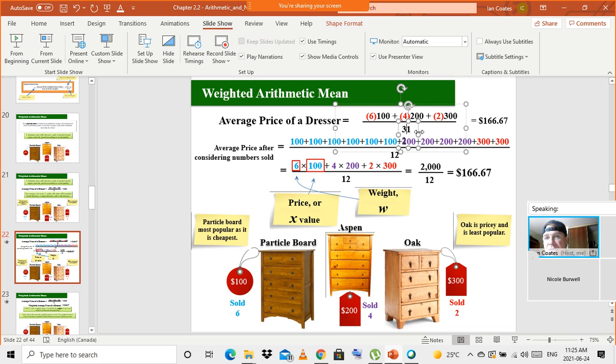Sorry, I needed to change that. That's much better. So what we have here now, and I've broken it up into 3 different ways for you guys to see it. However way you like it, the math works. I don't care how you do it as long as you get it. So what we did was we got 100. This is the particle board.